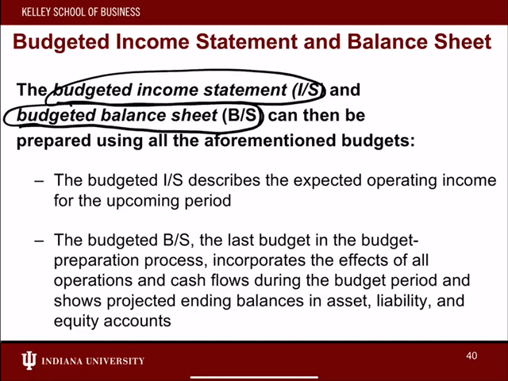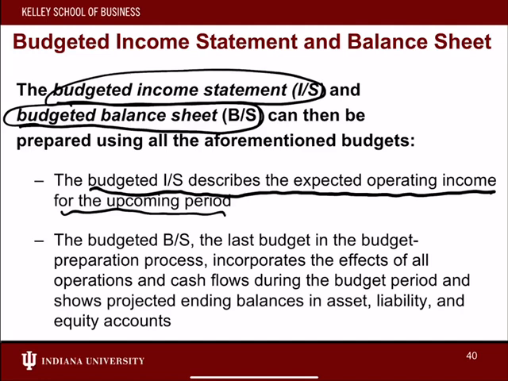So after you've budgeted all your operations, you start to make these financial statements. As we know, your budgeted income statement will be how you expect your operating income to look at the end of the upcoming period. Same thing with your budgeted balance sheet. It just says, at the end of next year, this is the position we think our firm is going to be in. So this is really the last budget that you're going to create.